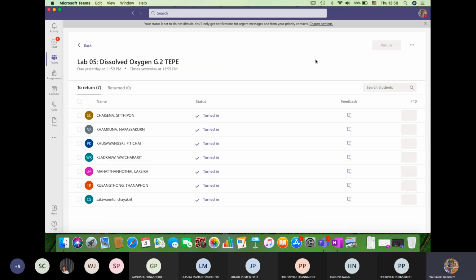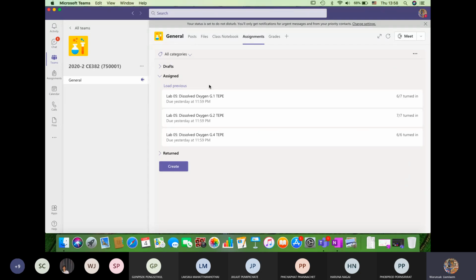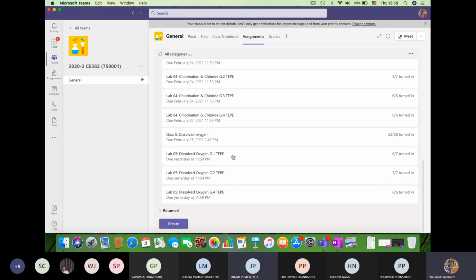Okay, so this is the result for the second group. And what about the next, number 3? Teacher, what does eutrophication mean?